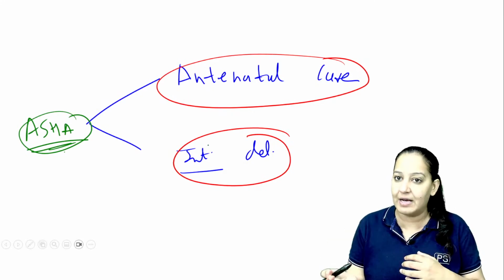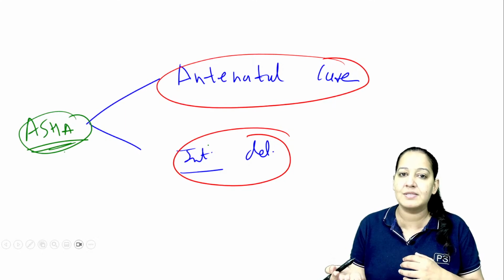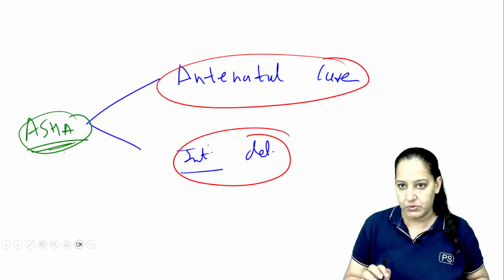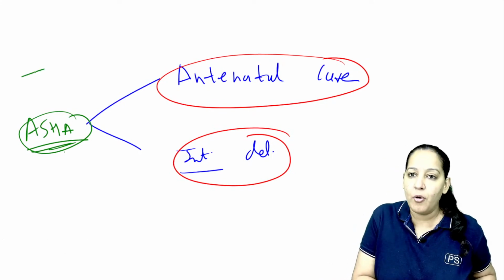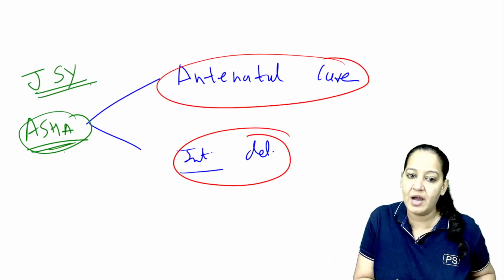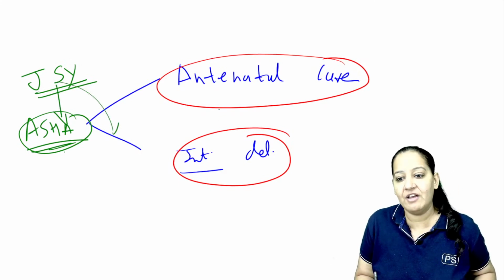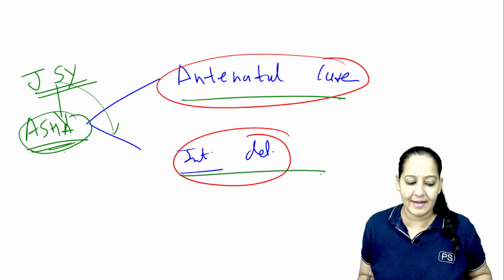So instead of us counseling and convincing them, let ASHA do so, and we will give incentive to the ASHA for doing so. So that is the program, Janani Suraksha Yojana, in which we give incentive to the ASHA as well as the pregnant lady for doing two things: antenatal care and institutional delivery.